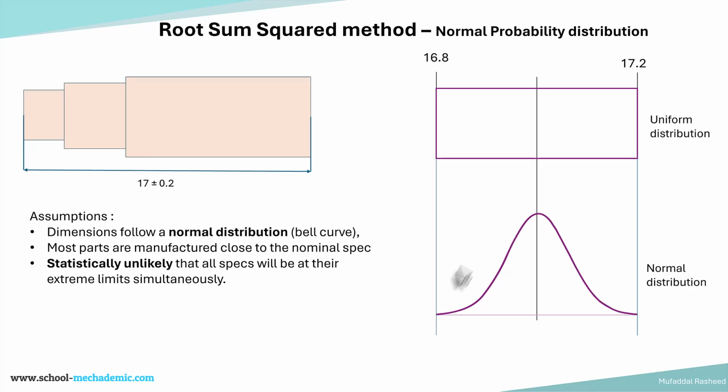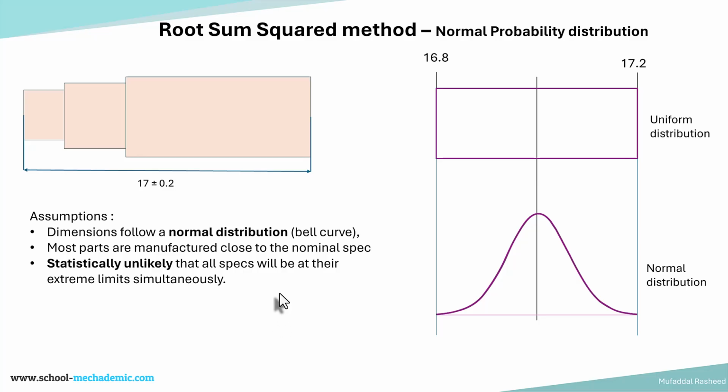And also the part being at 16.8, the probability of that is very, very less as compared to it being at its nominal, at its mean. So that is the main underlying assumption for the root sum squared method: that the dimensions follow a normal distribution, a bell curve. Most parts are manufactured close to the nominal specification, which is the mean. And an important assumption is that it is statistically unlikely that all specs will be at their extreme limits simultaneously.